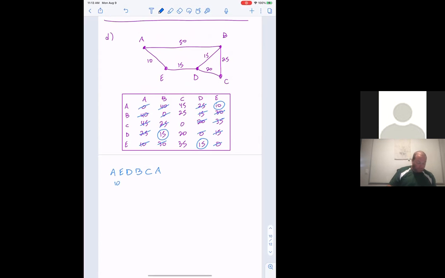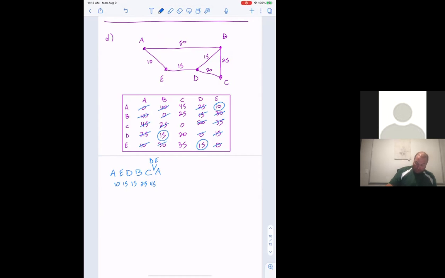A to E is 10, E to D is 15, D to B is 15, B to C is 25. And then C to A, I'm going to throw in, we know C to A is 45. But how do I get from C to A the fastest? D and E in between. So I get 10, 15, 25, 35, 40, 85, 90, was it 110? So we see that we have an upper bound of 110.